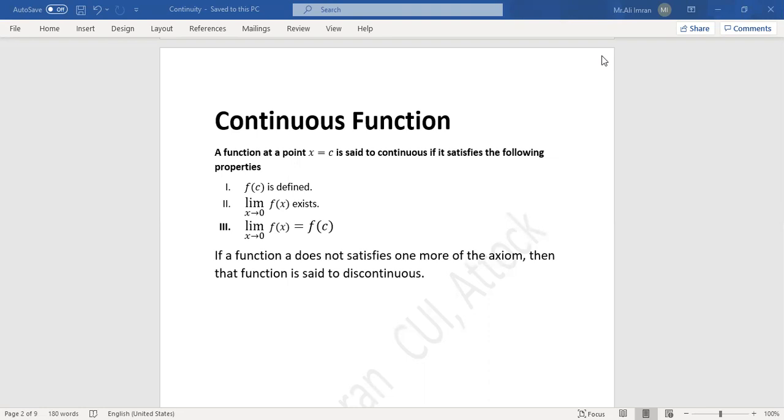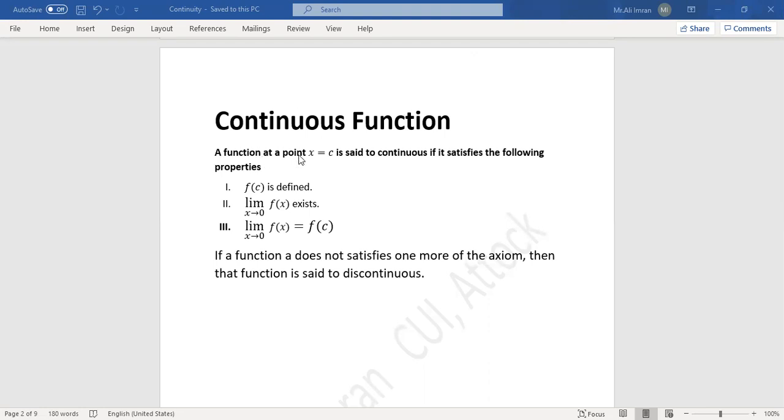In today's lecture, I will brief you about continuous function. If a function is not continuous, then it would be discontinuous, and we will study different types of discontinuity. So first of all, I would like to introduce what is a continuous function.